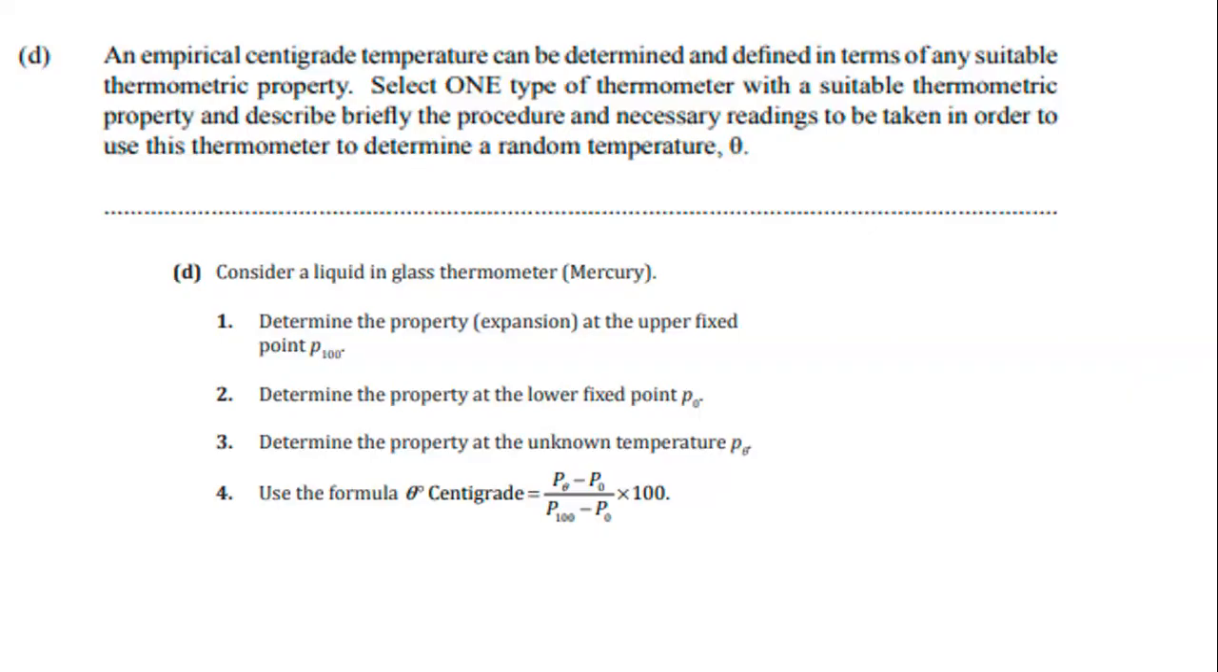So generally speaking, when we talk about the centigrade scale of measuring temperature, it's one that measures the temperature at the fixed points, right? So we have the melting point, we have the boiling point. So you can by and large know when you're at those points, because those are physical changes. So first, you would need to determine how the property expands when it is at its upper fixed point, which is the boiling point.